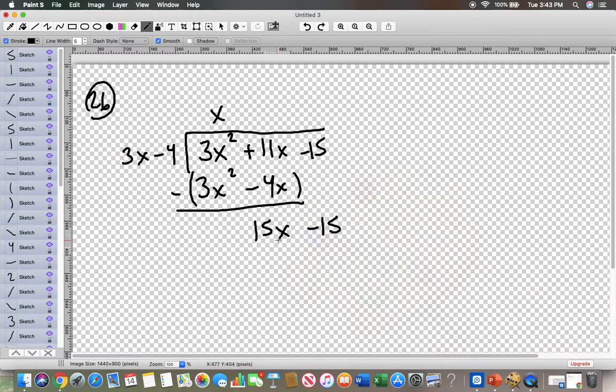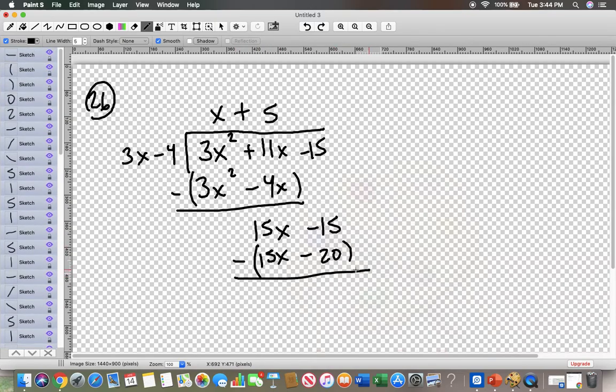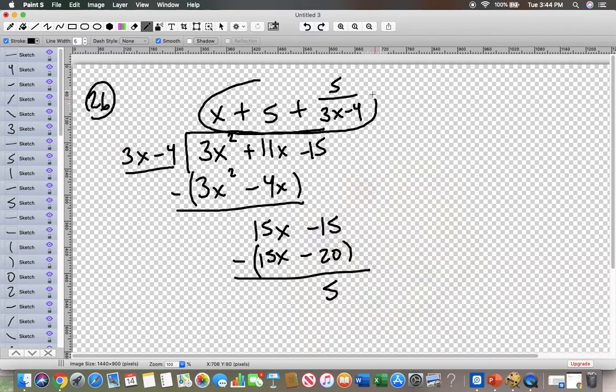What times 3x will give me 15x? Positive 5. So 5 times 3x is 15x. 5 times negative 4 is negative 20. Subtract. 15x minus 15x is 0. Negative 15 minus a negative 20, so negative 15 plus 20 is positive 5. That's my remainder. So I need to tag that on up here, put it over my divisor. So here is my final answer: x plus 5 plus 5 over 3x minus 4.